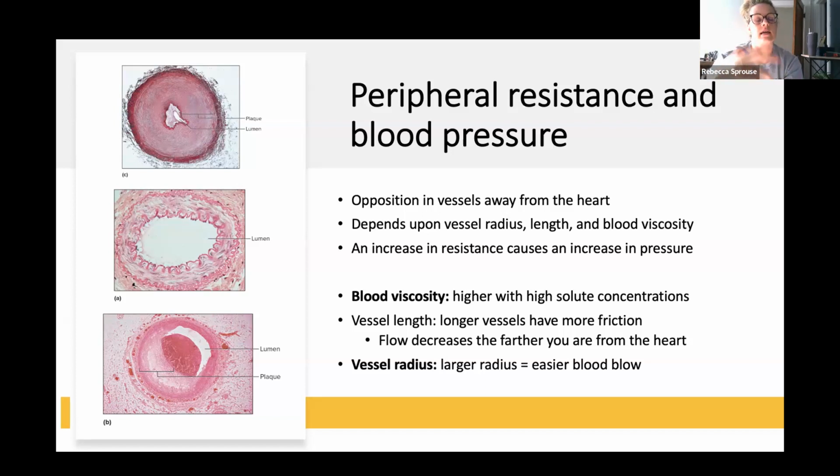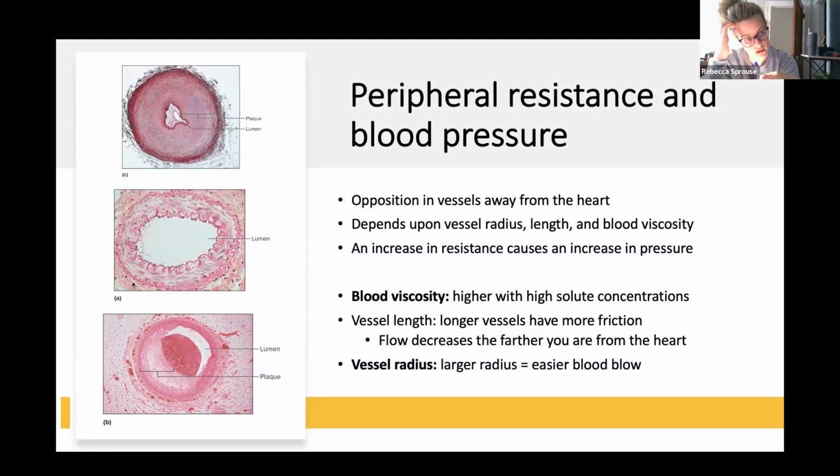That's peripheral resistance. Now, how much friction is happening depends upon three things. How big the lumen is of the vessel. So this would be a very big lumen, right? So that's a large radius. Smaller radius would have more peripheral resistance. Okay, the smaller the lumen, the more peripheral resistance you have. It's like that funnel example, right? Like if you try and pour a volume of water into a bottle with and without a funnel, which one's going to pour faster, right? The one without the funnel.